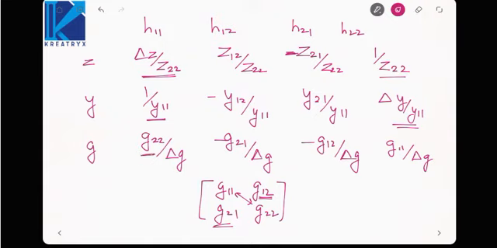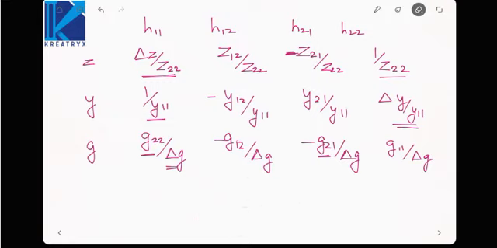G22 will come in the first place, divide by delta G. This will be actually minus G12 only, and this will be G21. Then minus G12 by delta G, minus G21 by delta G, and then G11 by delta G. And last, H in terms of T, transmission parameters. In terms of transmission parameters, it will be B by D, then delta T by D, then minus 1 by D, then C by D. That is how you can determine H parameters in terms of all others.